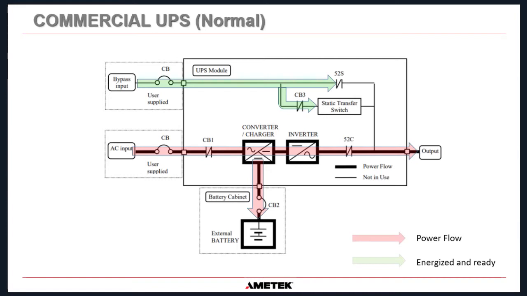And you can see at the top of this diagram, we have the bypass supply coming in here. It is energized. CB3 is closed, so the power goes to the static transfer switch, the static switch, and is ready to be switched if something goes wrong in the system or you want to do maintenance on it. And also power is going to this contactor here, which we'll explain in just a moment. Okay, so this is normal operation. This is how the UPS should be working in normal operation.